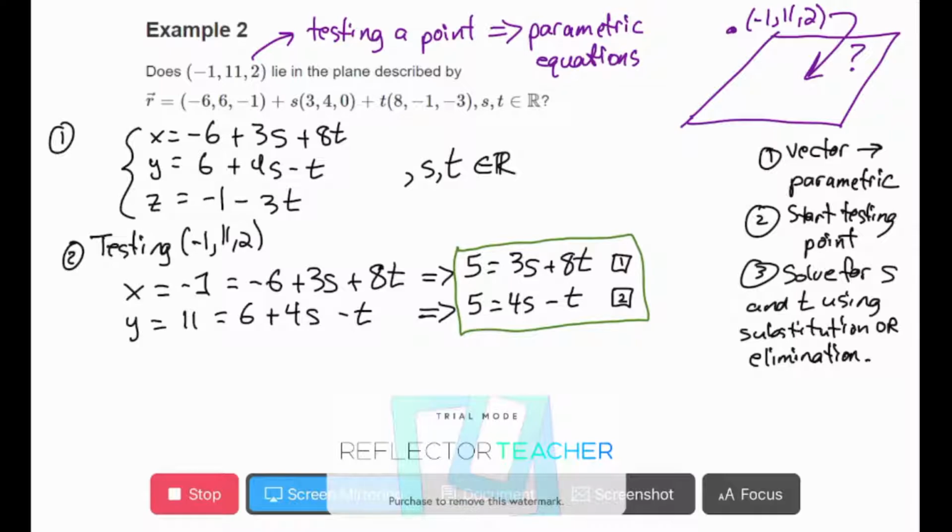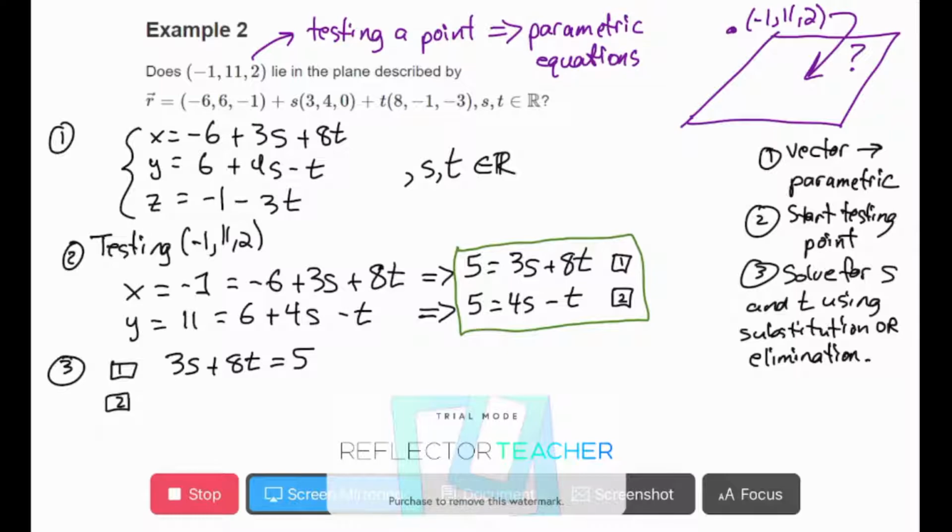What I'm going to do here is elimination first. So let's take our equation 1, we're solving equation 1, equation 2, and I mean we want to eliminate a variable here, so elimination is a good way to go about this. Let's write our equations. I'm going to rearrange them a little bit, but they're still the same. 3s plus 8t equals 5.